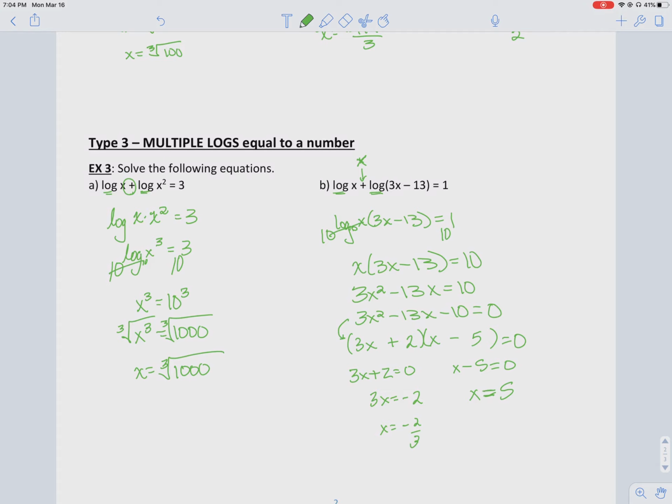We need to check it. Remember, this right here and this right here cannot be negative. You can't have a negative number in there. It must be positive. So notice the first one was log of x. Well, the x could not be negative 2/3. So we really just have one answer there. X equals 5.